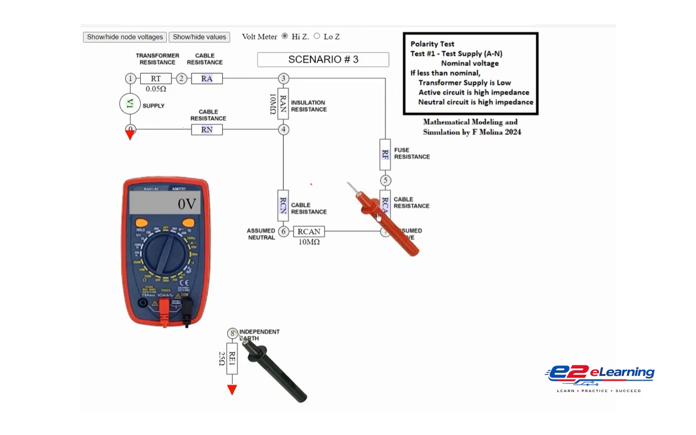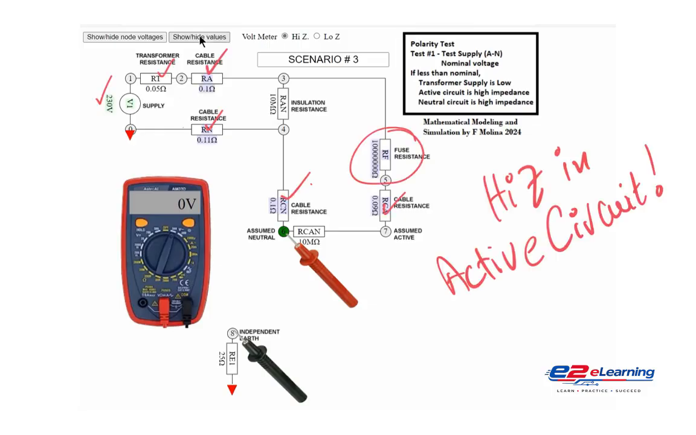Lastly, we test between the neutral node and the independent earth. The voltmeter reads 0 volts, which is the expected voltage. Since there is no voltage, this indicates there is no phantom voltage in the neutral circuit. Upon inspecting component values, we find that the supply is at 230 volts, but there's a high resistance, 10 megaohms, across the fuse RF in the consumer active circuit.